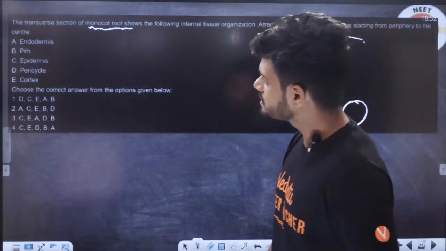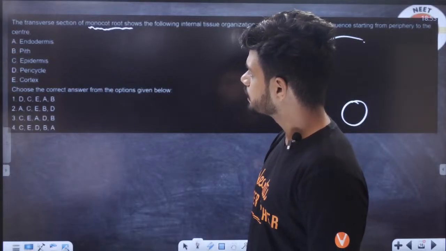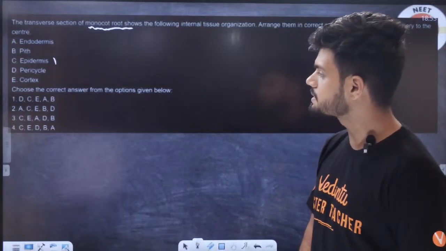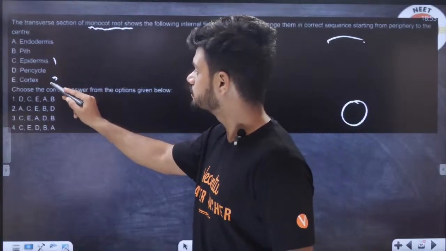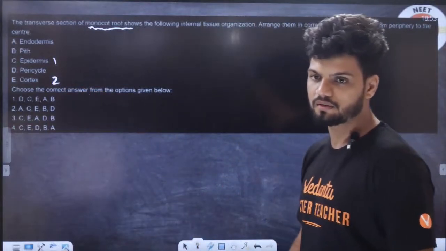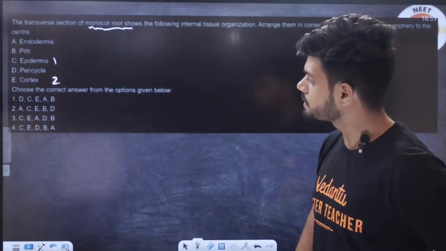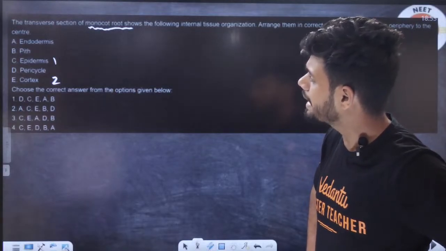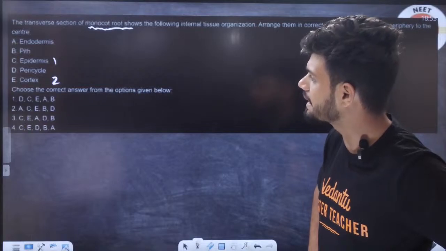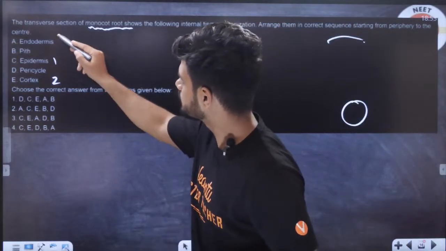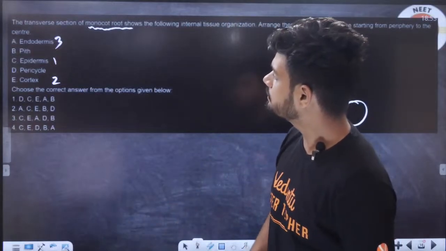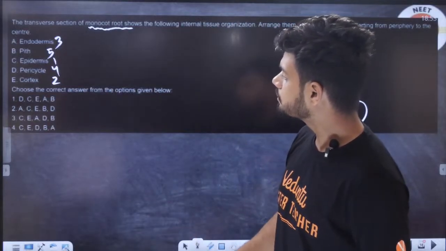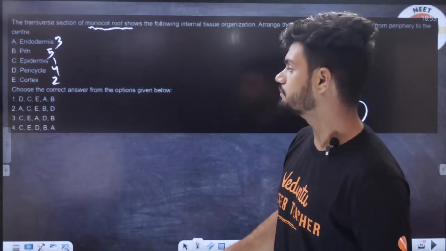Tell me, students, which is the outermost? Outermost is epidermis. So one is epidermis. Then we have cortex. Then do we have your endodermis or your pericycle? Endodermis will come first. So 3. Then we have pericycle. And finally we have the pith. So CEADB, right? CEADB.